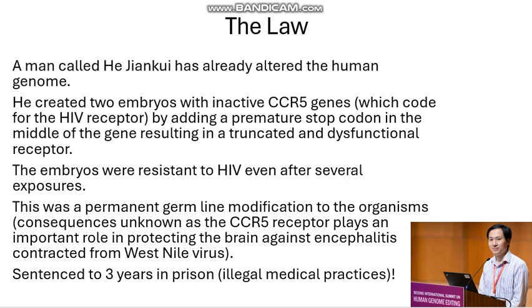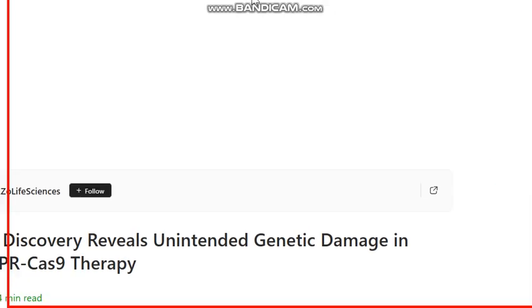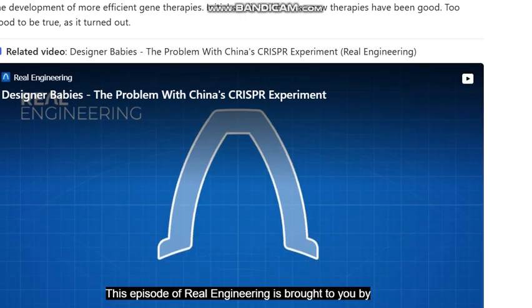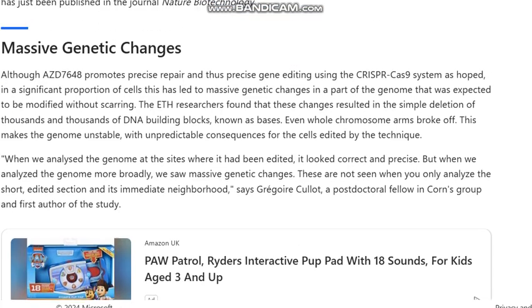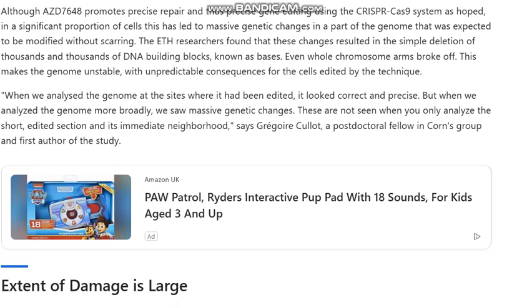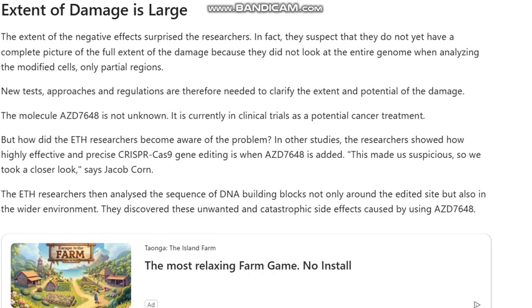This was a permanent germline modification, because once the embryos are modified, they'd have this genetic modification for life. It's happening to their germline cells, their stem cells, and it unfortunately has unknown consequences, as the CCR5 receptor that is the receptor for HIV also has an important role in protecting the brain against encephalitis contracted by the West Nile virus. And for this editing of the human embryos, He Jiankui was sentenced to 3 years in prison for illegal medical practices. Now, I don't have much time, but this article talks a bit about how there are some unforeseen problems with CRISPR, about how it's targeted unintended regions of the genome.